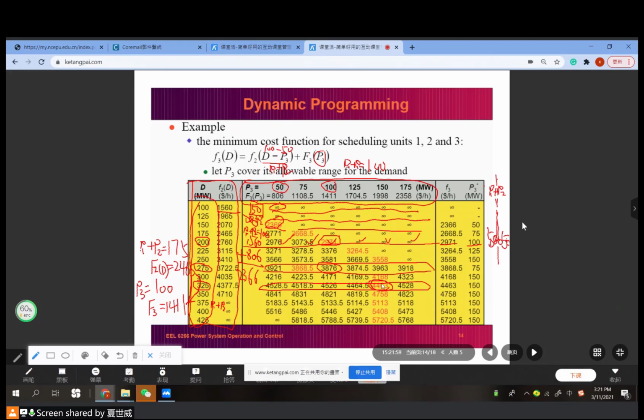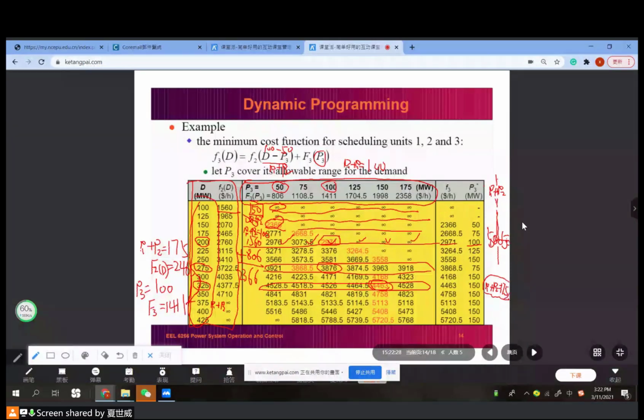What's the solution for this best option? The solution is P3 equals 150. So how much is left for generator 1 and generator 2? Of course, it is 175. You just use this minus this. So that means here P1 plus P2 equals 175. This is the best solution.